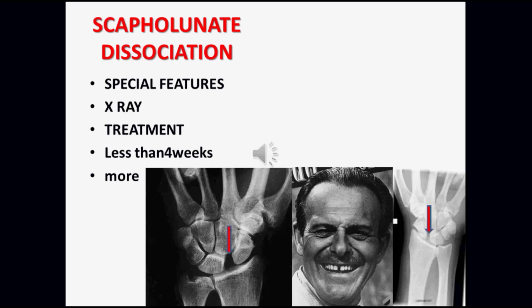Scapholunate dissociation. Sometimes a sprain gives rise to persistent tenderness over the dorsum of the wrist joint, and this may show on X-ray as a gap between the scaphoid and the lunate bone. This pathognomonic feature, with the shortening of the scaphoid, indicates a scapholunate dissociation.